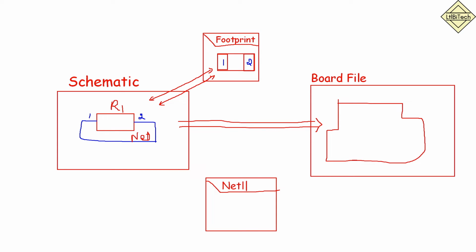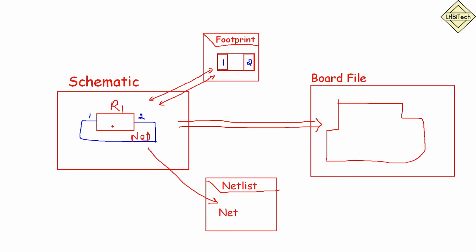We will create the net list. So that means the net information. We have one net here, and that one net will be exported to the net list folder. We have only one net, so that net will be exported to the folder net list. So this is called creating the net list.